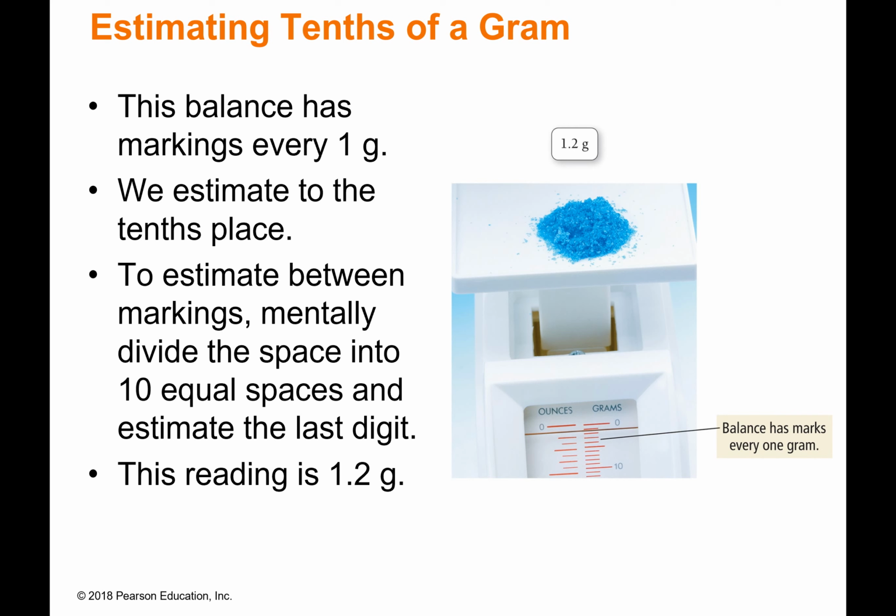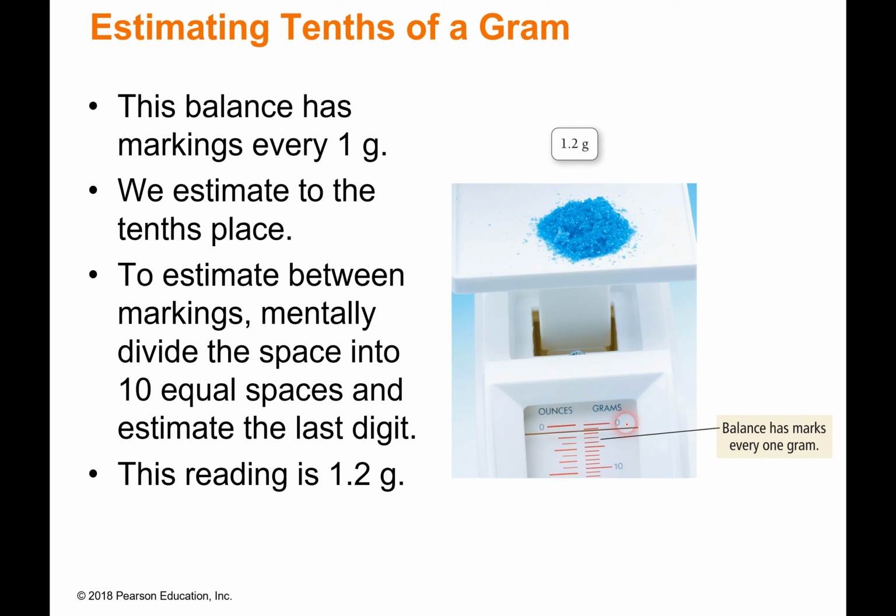Let's take a look at a balance. This is your standard kitchen scale, so not an extremely precise balance, because when it comes to cooking we don't really need that level of precision. Here we have a balance that's marked to every 1 gram. This one is marked in ounces and in grams, and we're going to look at the gram side because we're in chemistry. If you're at home cooking, you might look at ounces, but for now, let's look at the grams. We see that it's marked to every 1 gram.